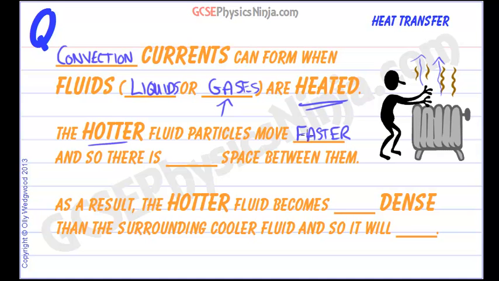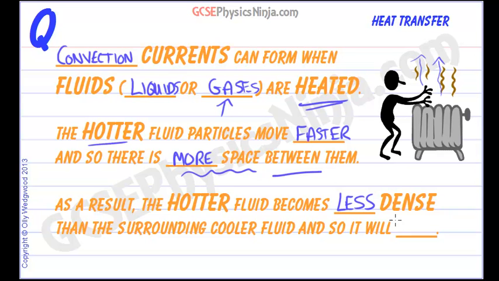And all these particles are moving and slipping and sliding around each other, and as they move faster, they're going to need more space between them. And so there is more space between them. As a result, the hotter fluid particles, or the hotter fluid itself, becomes less dense. Because we've got more space between each particle.